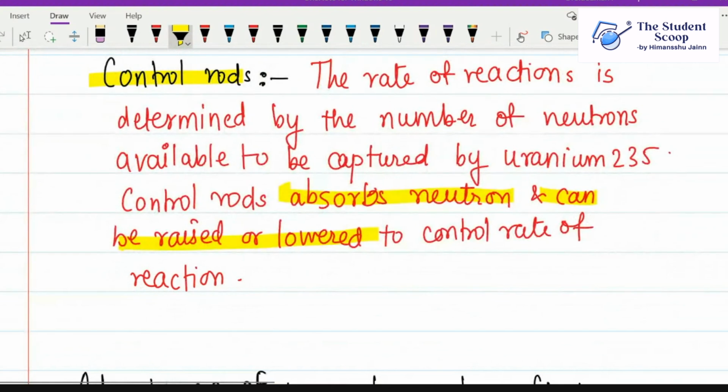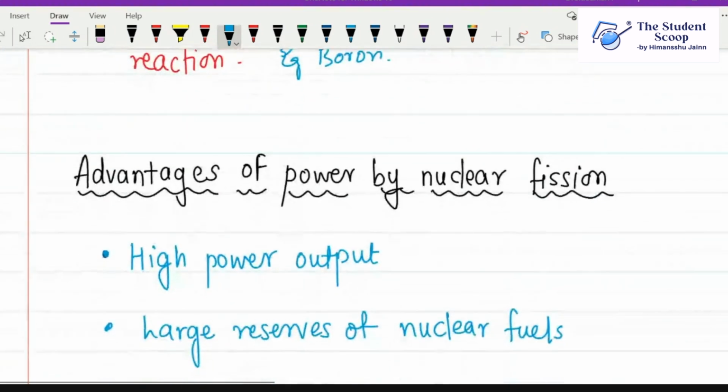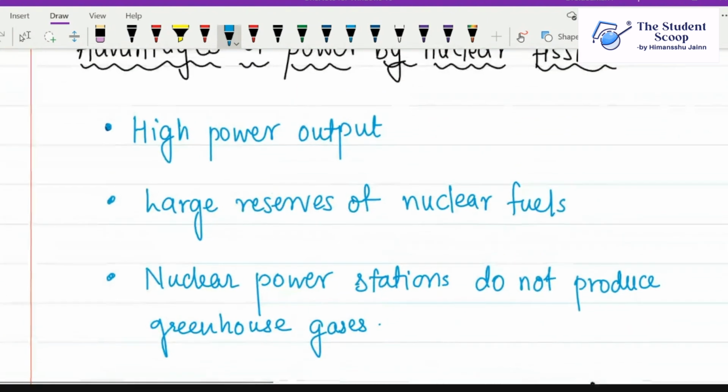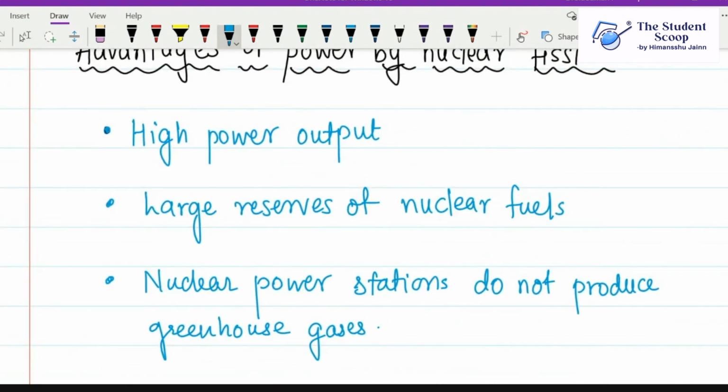What are the control rods made up of? Ideally, control rods are made up of boron, but there are some other variants also that can absorb neutrons. Now, what about the power of nuclear fission? Yes, it is a high power output, because a very small amount of uranium can create a lot of energy, which is tremendously high compared to the energy that we extract from burning coal and fossil fuel. Then we have large reserves of nuclear fuel like uranium and plutonium. Again, nuclear power stations do not contribute any greenhouse gases, so that is also an advantage of using nuclear energy.